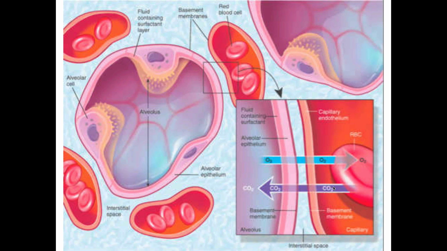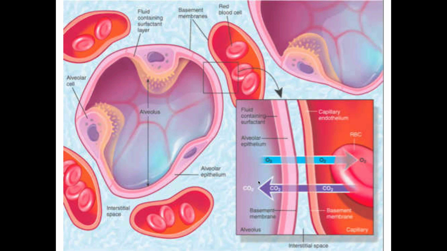Now you'll see this purple arrow at the bottom. Exactly the opposite happens with our waste product of carbon dioxide. Carbon dioxide is also transported in the blood. It gets to the alveolar capillary membrane where there is a great gradient in the direction of the alveolar space, meaning high carbon dioxide concentration in the blood, low carbon dioxide concentration inside the alveolar space, therefore CO2 travels into the alveolar space.